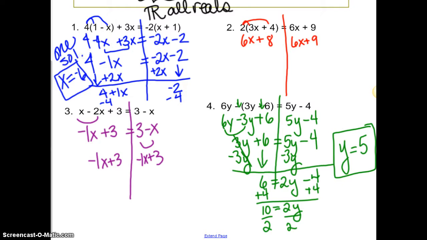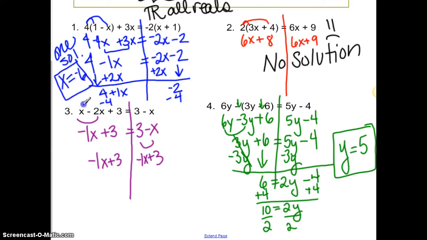But then you come over to number 2, and something funny happened. I got 2 times 3x, I got 6x plus 8. And then here I got 6x plus 9, and did you see that you can't do that? Like, if I put in 0 here, 6 times 0 is 0 plus 8. 8 doesn't equal 9. So you cannot do that. So that one is a no solution because it can't be done. Can't do it.